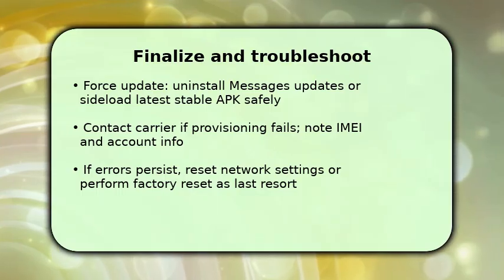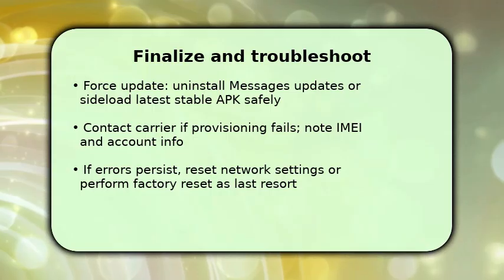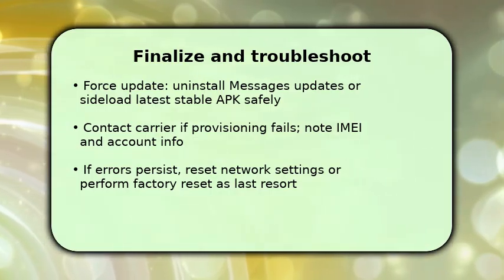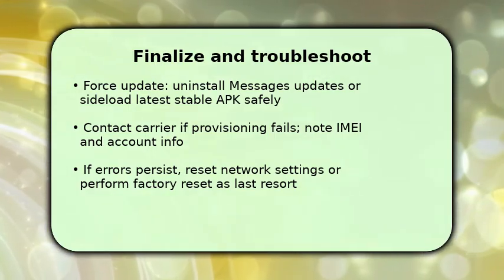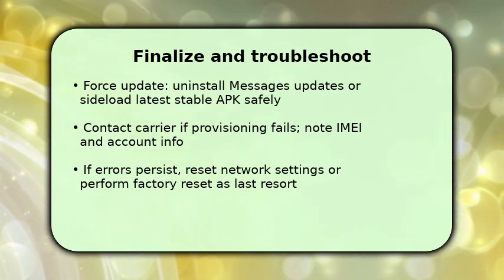If Messages still fails, uninstall app updates to restore the factory Messages, then reinstall updates, or sideload the official latest APK, only from trusted sources. If provisioning errors persist, contact your carrier and provide IMEI and account details. Some carriers must enable RCS server-side.